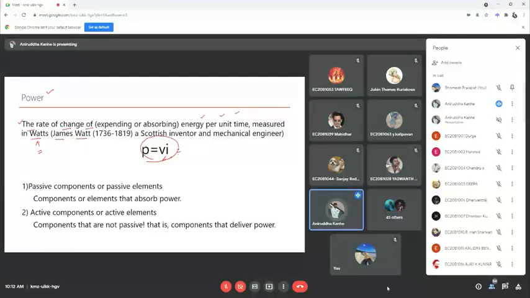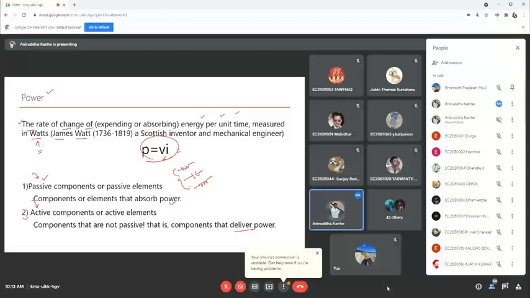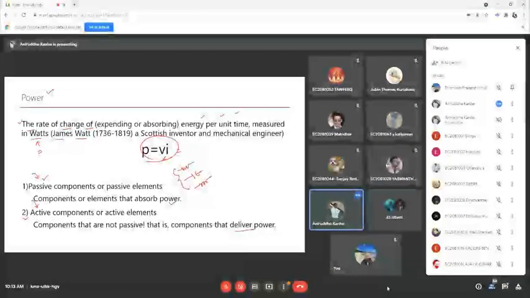So P is equal to V into I, and we have different types of components, that is the passive components or passive elements, or active components or active elements. We will see later what exactly passive and active mean. But at this time, I can tell you that the inductor, capacitor, and resistor are called passive, which do not have their own source. Generally, the passive elements absorb the power, and the active elements deliver the power. That is what is called active and passive, or absorbed power and delivered power.